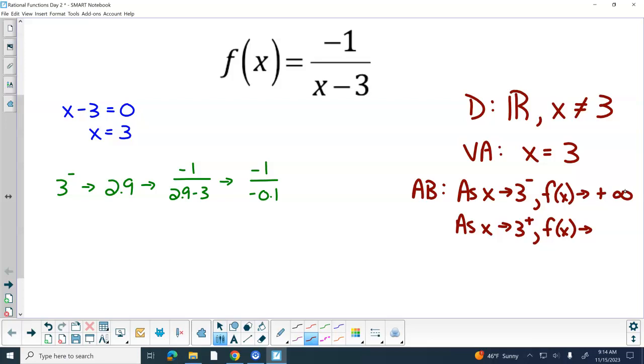Then we need to try a number on the right side of 3, but close to it. 3.1. Negative 1 over 3.1 minus 3. 3.1 minus 3 is 0.1. So we have a negative divided by a positive. That's going to be negative, right? So then this one goes to negative infinity.